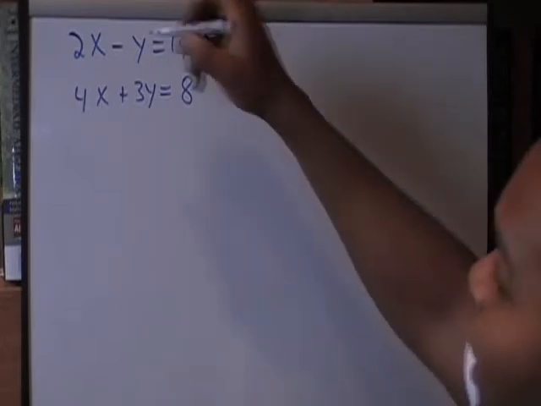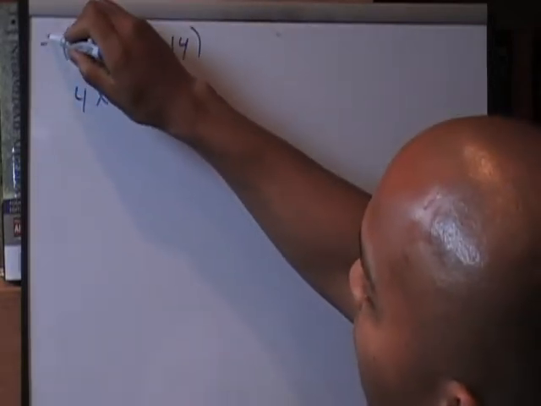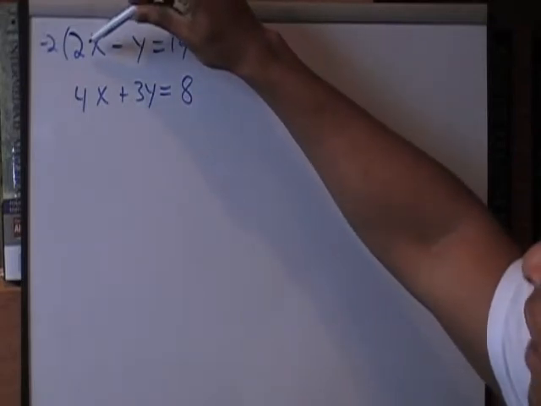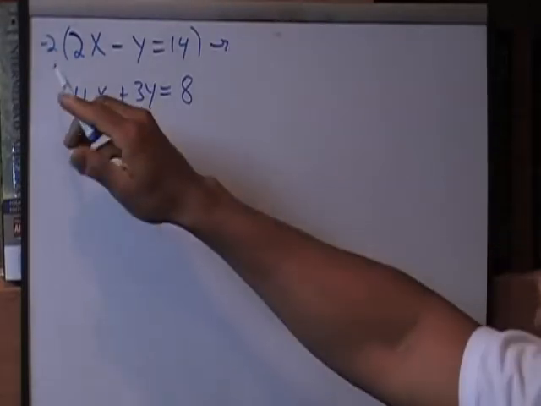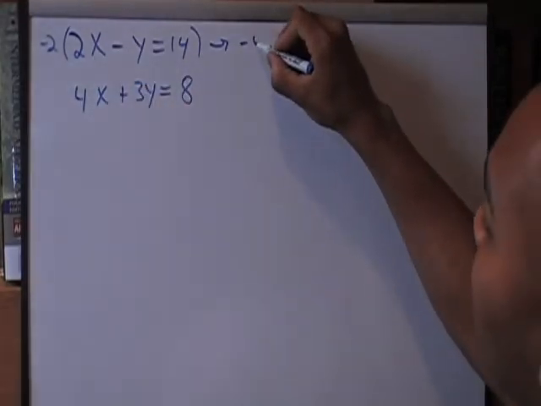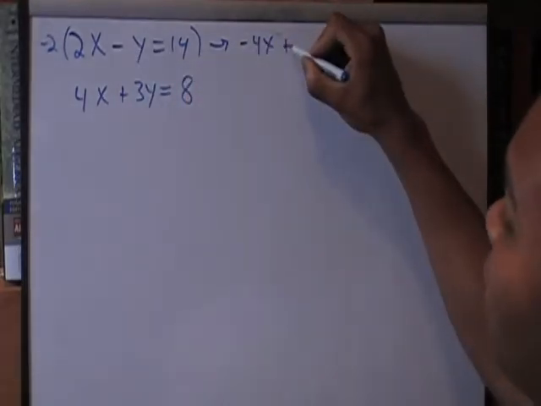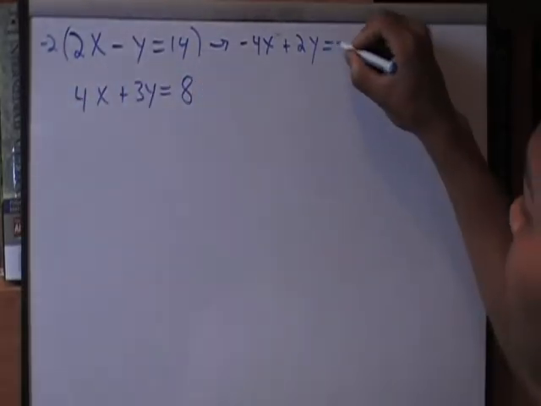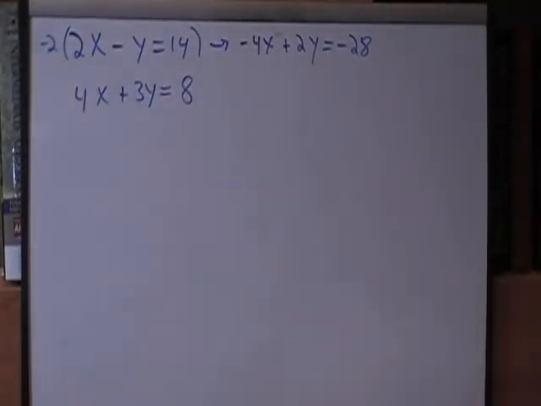I'm going to multiply the top equation by -2, because by doing so, that will result with a coefficient of -4 in front of x, which would give me opposite coefficients. So let's rewrite this first equation after multiplying through by -2. So -2 times 2x gives me -4x. -2 times -y gives me +2y. And a -2 times +14 will give me -28. So we rewrote the first equation after multiplying by -2.